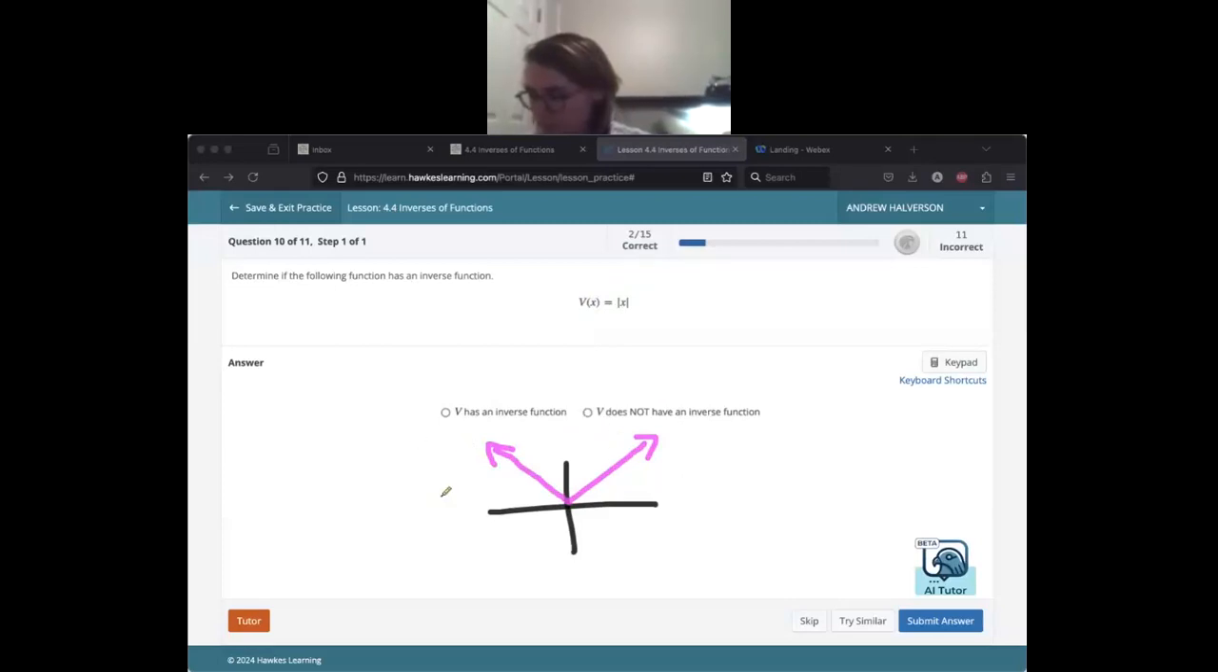So, based upon this graph right here, does it have an inverse or not? No. Right, it does not have an inverse. It fails the horizontal line test. So those are the things you want to keep in mind. It kind of goes back a couple lessons.